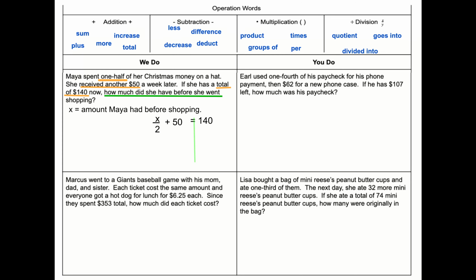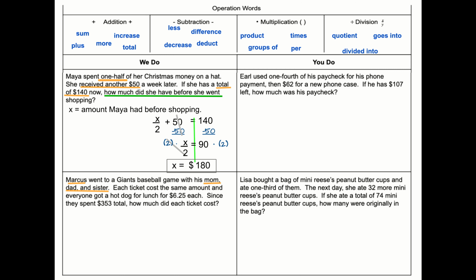Now we can start solving our equation. To undo adding 50, we're going to subtract 50 from both sides. We have 90 remaining on the right. 50 minus 50 is 0. We're left with x divided by 2 equals 90. To undo dividing by 2, we're going to multiply both sides by 2. On the right, we have $180 again. The 2's reduce to 1. We have 1x equals 180. Once again, we're talking about dollars, so we're going to put our dollar sign and box our answer. I wonder if she went and bought a pair of shoes.